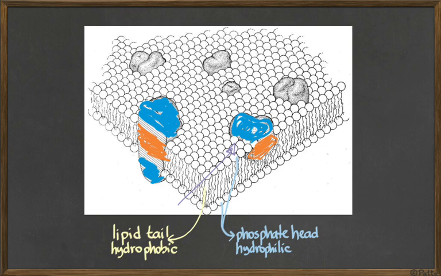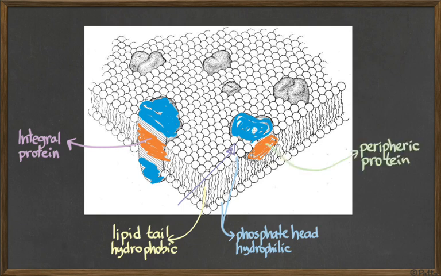Okay, so there it goes, lipid, hydrophobic, the tail. This one is called an integral protein because it goes through and through, and that other one is called a peripheral protein because it stays in the periphery, it stays in one side of the phospholipid bilayer.